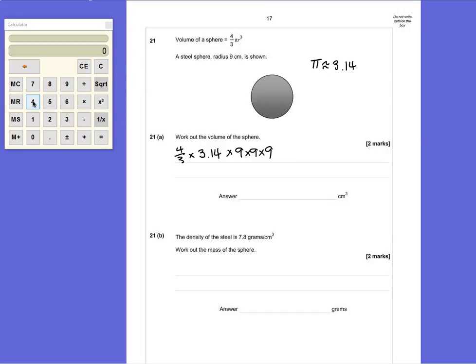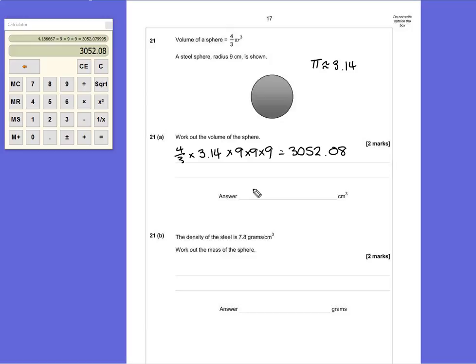So 4/3, or 4 divided by 3, multiplied by 3.14, multiplied by 9, multiplied by 9, multiplied by 9, gives us a volume of 3052.08. Now this is an approximation due to the fact that I only used 2 decimal places for pi.